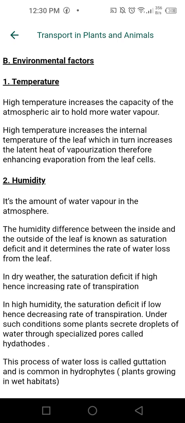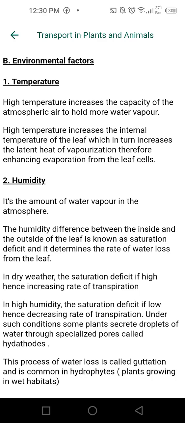In dry weather, the saturation deficit is high, hence increasing rate of transpiration. In high humidity, the saturation deficit is low, hence decreasing rate of transpiration. Under such conditions, some plants secrete droplets of water through specialized pores called hydathodes. This process of water loss is called guttation and is common in hydrophytes, plants growing in wet habitats.